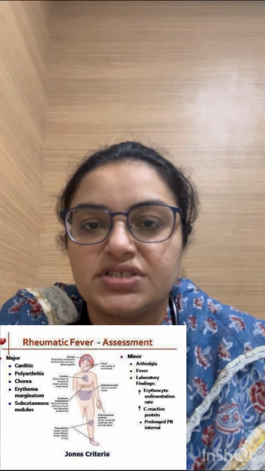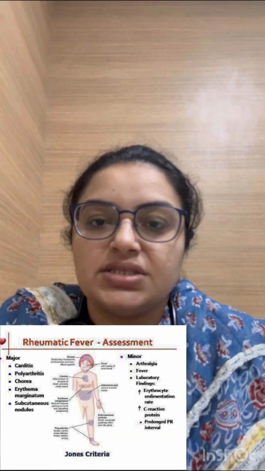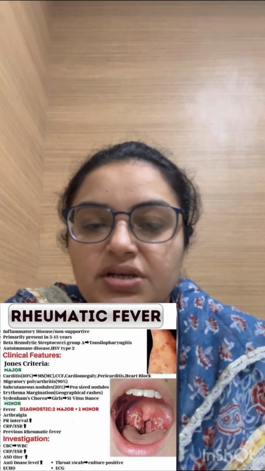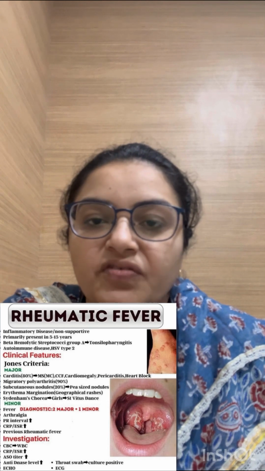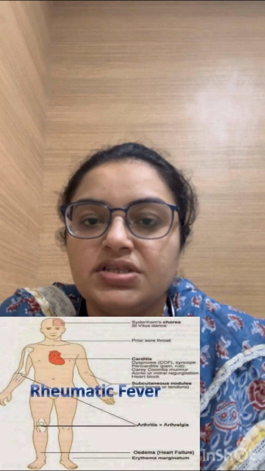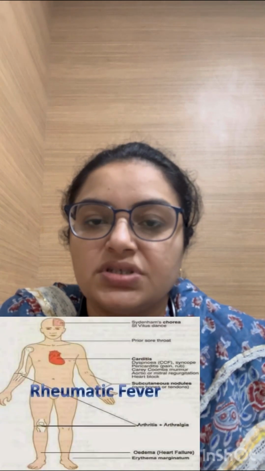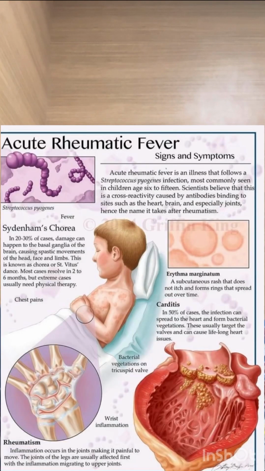Now come to the minor criteria. In minor criteria, first is fever, then laboratory manifestations like raised ESR, CRP, then leukocytosis, ECG findings, prolonged PR interval or first degree heart block. And with this we need preceding evidence, recent evidence of streptococcal infection or recent scarlet fever, in the form of a positive throat culture or positive streptococcal antibodies, that is anti-DNase or anti-hyaluronidase antibodies.